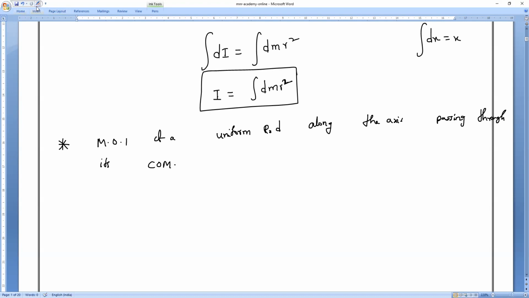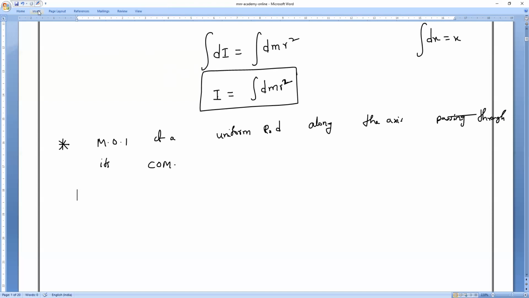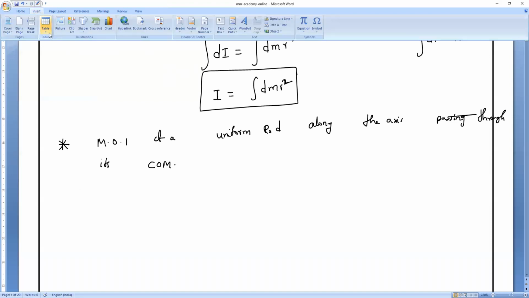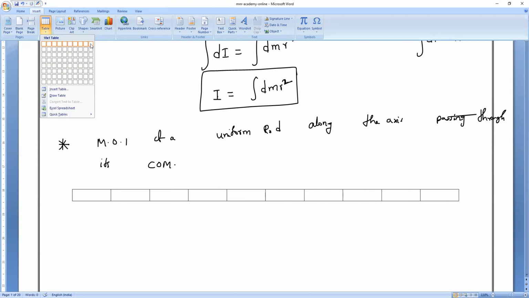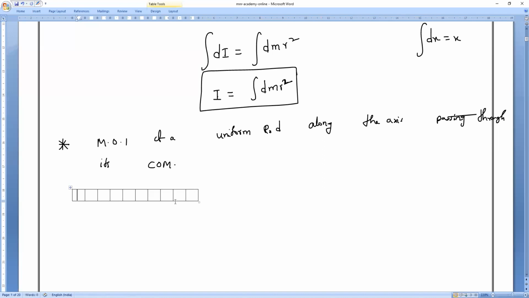Clear? Now, let me take some rod. For our purpose, I'm just drawing it like a box so that it is easy to imagine. It is a uniform rod, which means mass is distributed uniformly. Just imagine it is a rod I'm taking. Let me make it smaller so that it is easy for us. This is the uniform rod I am taking.